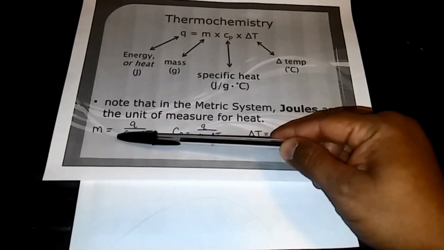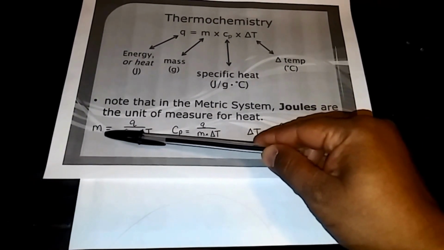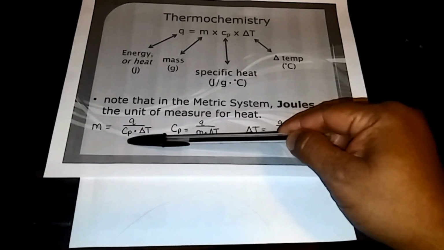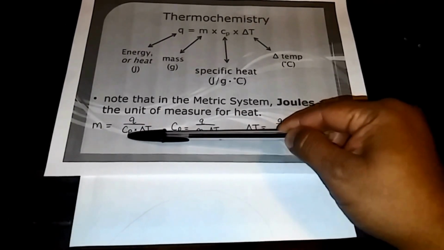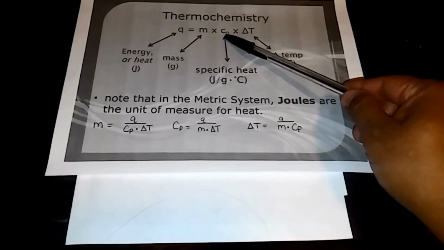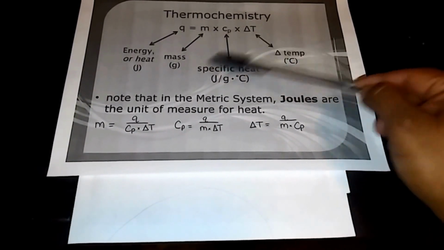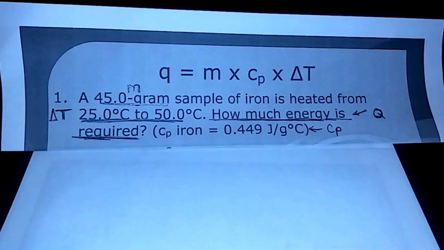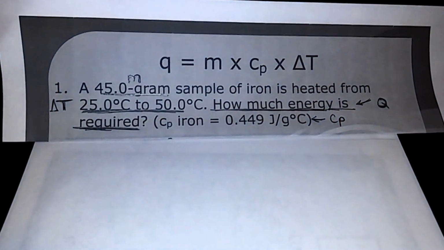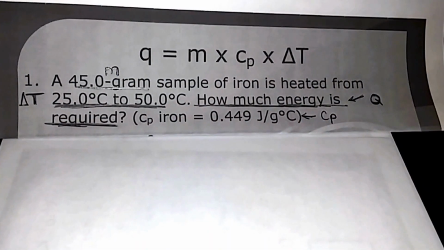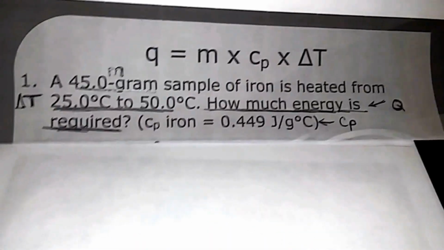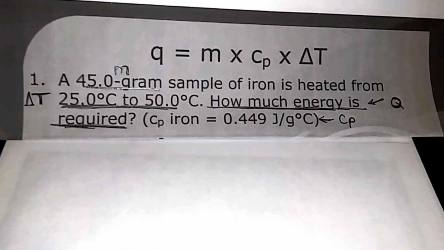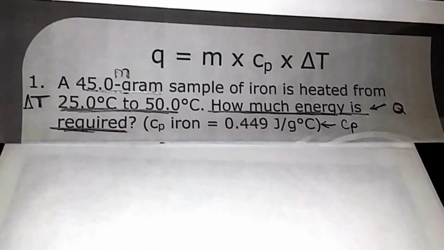Whatever it is that you're not looking for, for example, here we're looking for M. We know Q's on top. Whatever you're not looking for is going to be on the bottom. So in this case, Cp, which is specific heat, and delta T, which is change in temperature. Let's go ahead and take a look at the very first problem. And this problem, like I said, is one from your PowerPoint and the notes that you took. So you should have it in your notes.